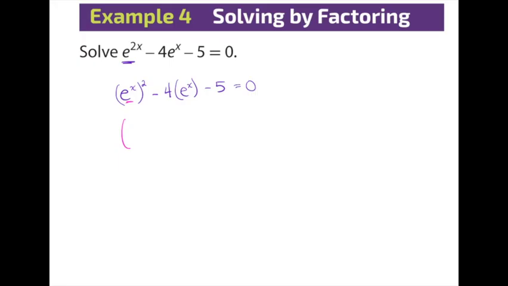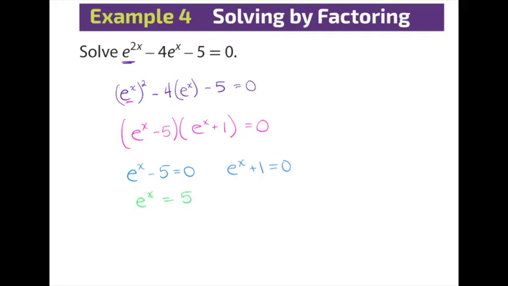So instead of x squared, I'm going to write (e to the x minus 5)(e to the x plus 1). What do I do with my factors after I factor it? I set them equal to 0. E to the x minus 5 equals 0. E to the x plus 1 equals 0. All right. Add 5 over, I get e to the x equals 5.